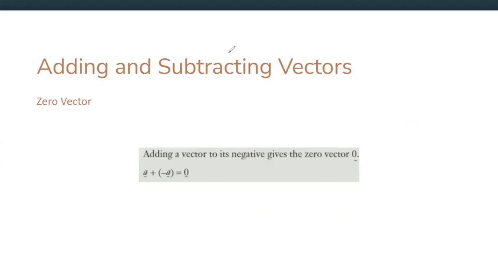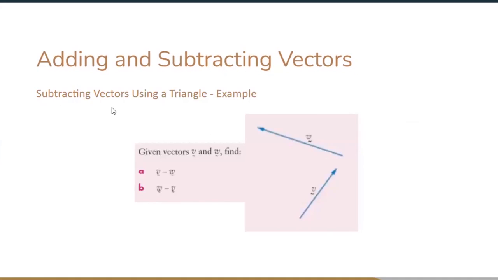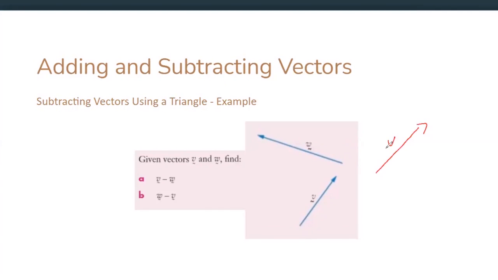All right, so moving on. We want to subtract vectors using triangles. So now we're just going to go through some examples of how to actually subtract some vectors. So given vectors v and w, we want to find v minus w. So we have our vector v. So this is our vector v. But then if we want to subtract w, we want to use the negative version of w. So that's going to be going this way.